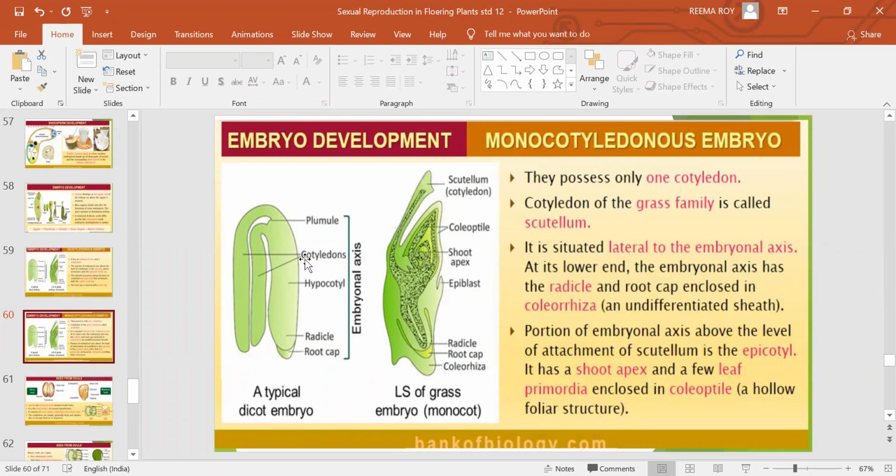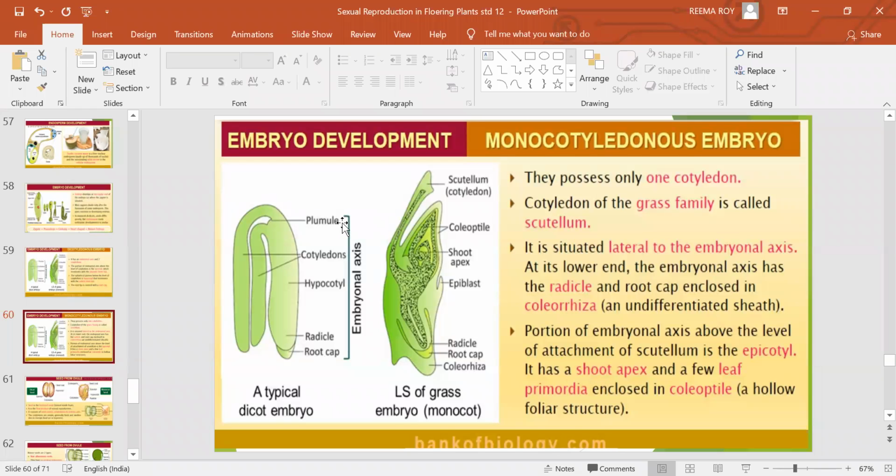और इसके डाइकॉट जो कॉटलिडॉन्स के ऊपर के जो एरिया को बोलते हैं एपिकॉटिल. एपी मतलब ऑन द सरफेस ऑफ, ऑन टॉप ऑफ द सरफेस. सो दैट इज एपिकॉटिल. कॉटलिडॉन के नीचे जो है, अंदर जो है, दैट इज कॉल्ड एज हाइपोकॉटिल. ठीक है. एंड रेडिकल करके एक चीज है, प्लूम्यूल करके एक चीज है.